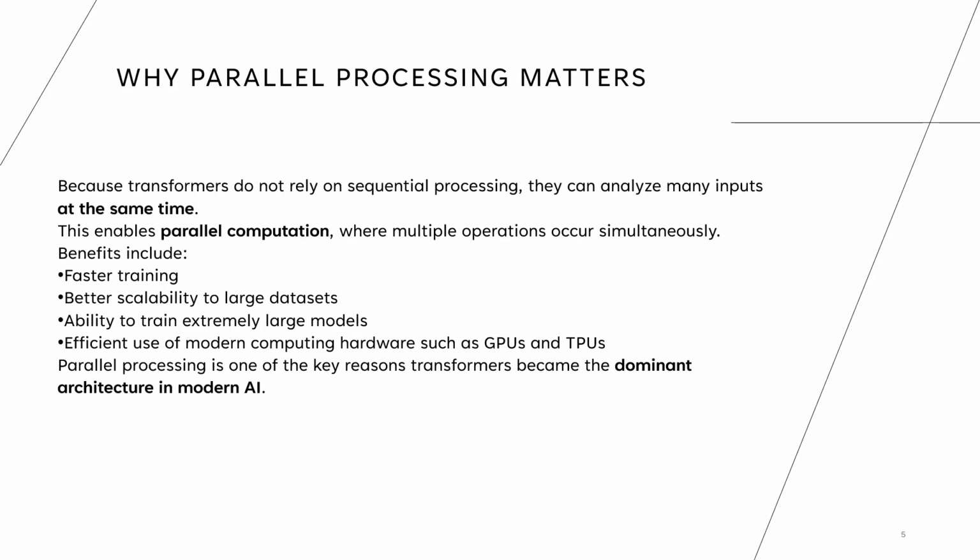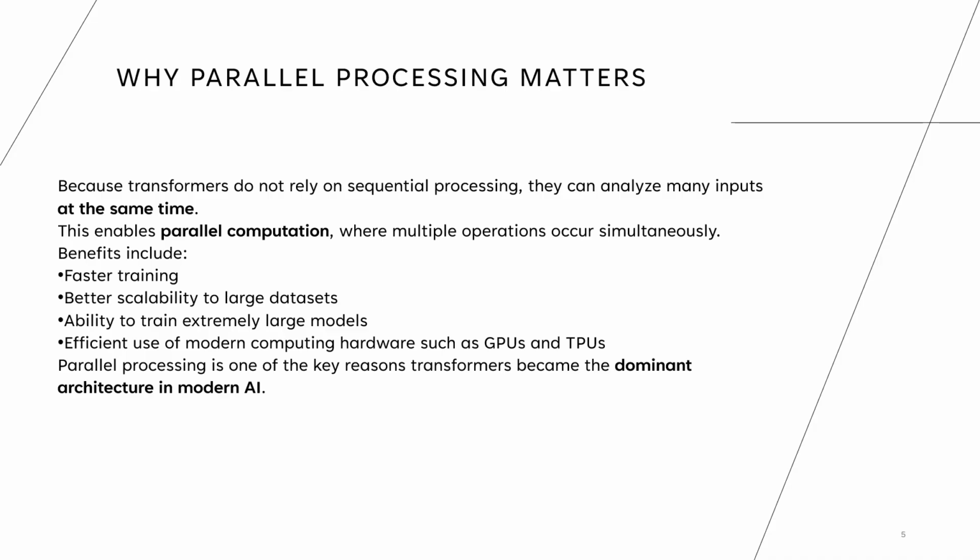One of the most important consequences of the transformer architecture is the ability to use parallel processing. In earlier neural network models, especially recurrent networks, information had to be processed one step at a time. Because each step depended on the previous one, the model could not move forward until the earlier computation finished. This created a natural bottleneck. Even with powerful hardware, the model was forced to work sequentially.